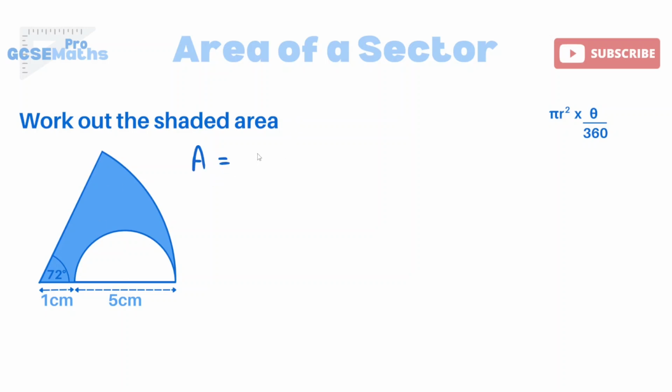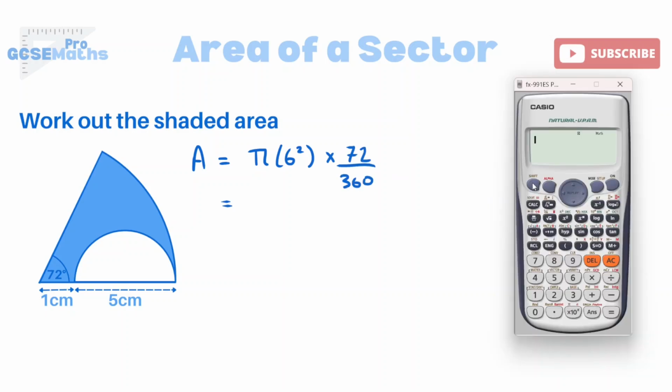So we've got pi r squared. Now the radius of the sector, do you see, is actually 1 plus 5, isn't it? It's going all the way across. So in this case, we've got the radius as 6, so just be careful you get that right. Times by the angle, which they've given us is 72, so that's 72 out of 360. And straight into the calculator as we did before, so pi times 6 squared times 72 over 360.